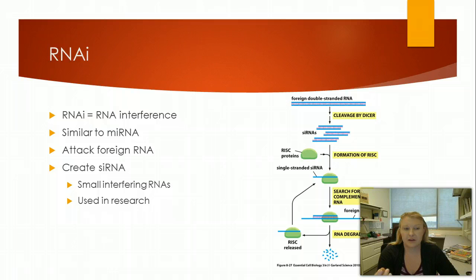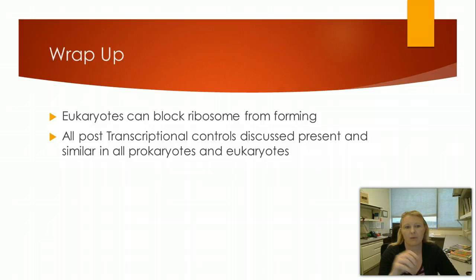RNAis are RNA interferences, and they're just like miRNAs, except they're not necessarily natural to the cell. We will introduce them to the cell. These are those siRNAs I was talking about. We use them in research to help degrade mRNA. This is an example of my research: I use this to degrade the mRNA product so that the proteins I want knocked down in a cell are no longer produced. So this is just an example of how we can utilize this tool in the lab.